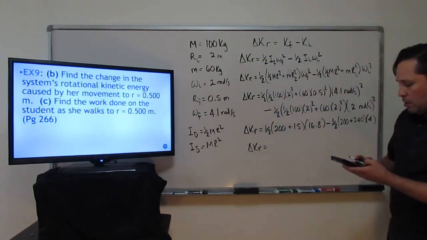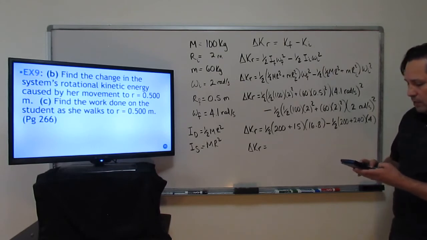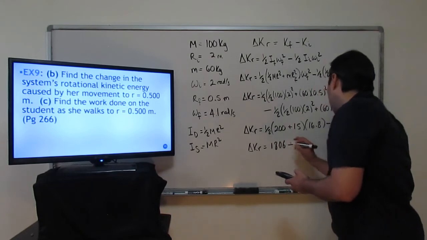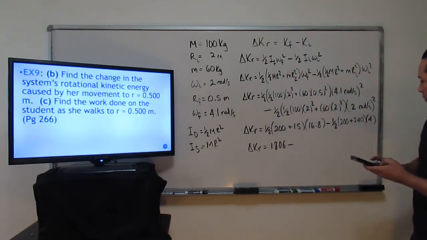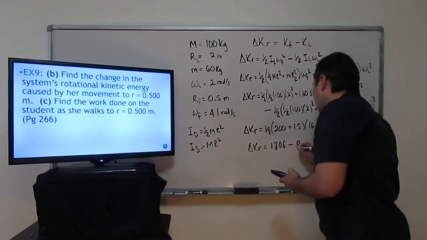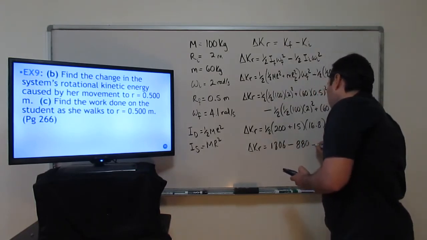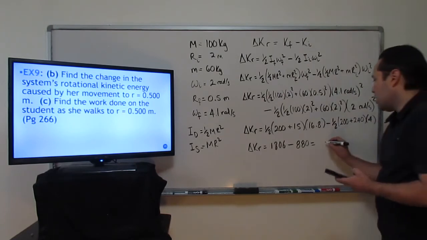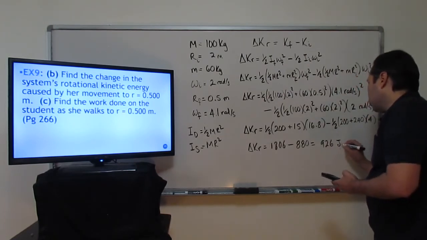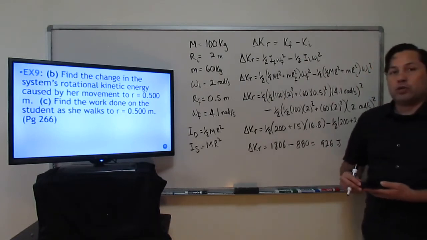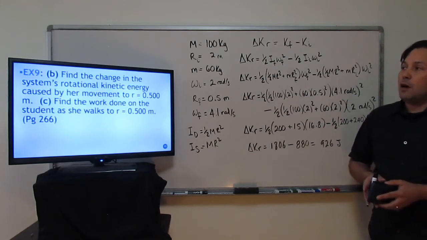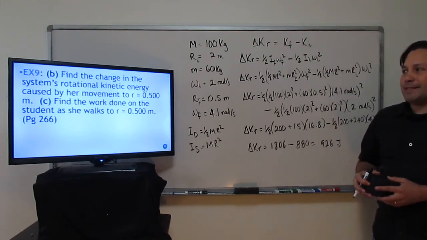So it's going to be 0.5 times 215 times 16.8, which gives us 1806, minus, on the left side, 0.5 times 440 times 4, which gives 880. These are in joules. Now we subtract 1806 minus 880, which gives us 926 joules, and that is the change in rotational kinetic energy for the whole system.